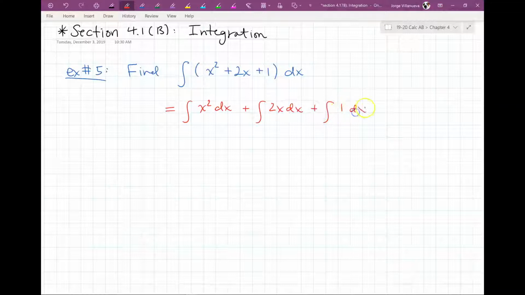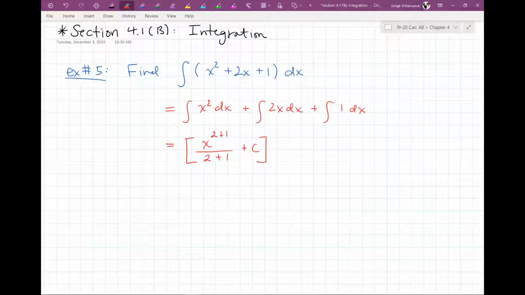Okay, so there are my three integrals. Three terms, three integrals. Now you don't always have to do this, but at first sometimes it helps. Now, for the first integral, that's just a basic power rule integration. So for this one, I'm going to write x to the 2 plus 1 over 2 plus 1 plus c. That's the first integral.